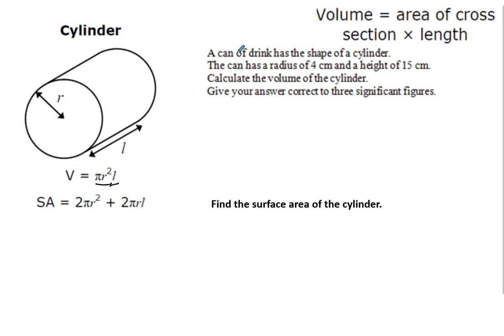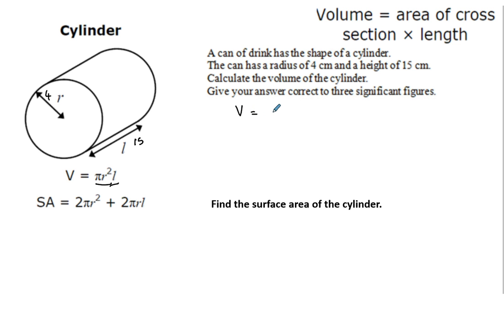So let's try. A can of drink has the shape of a cylinder. The can has a radius of 4 and a height of 15. So let's just put them there, 4 and a height or length of 15. Calculate the volume of the cylinder.